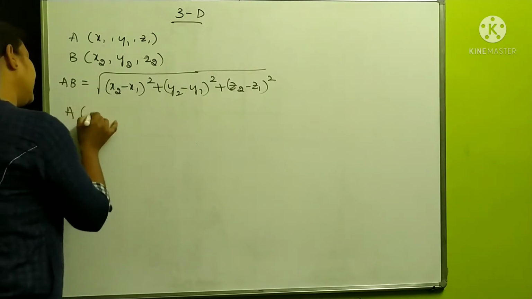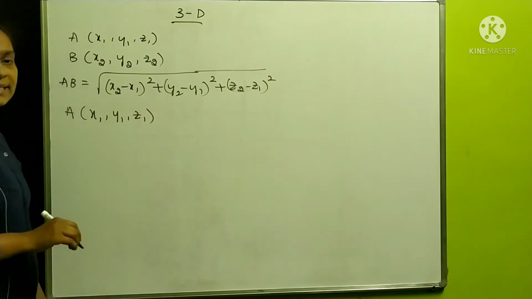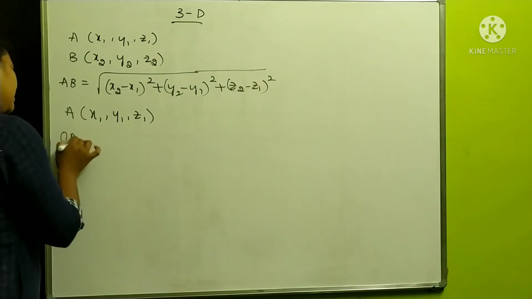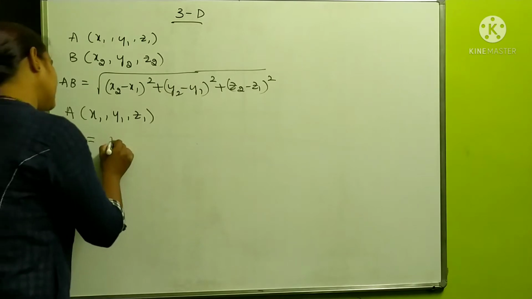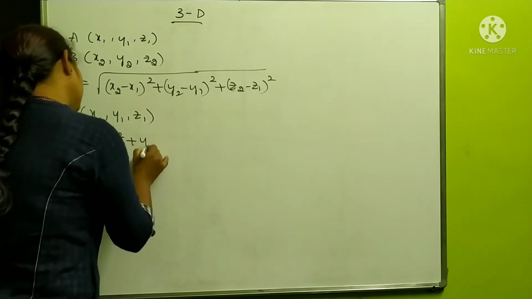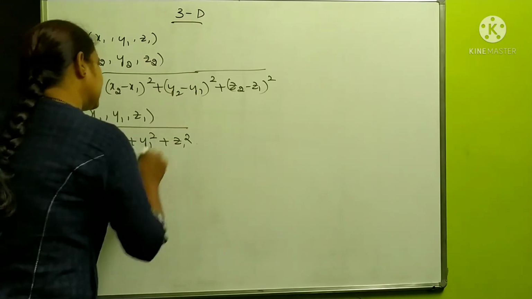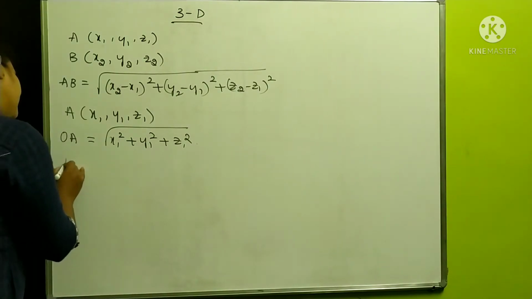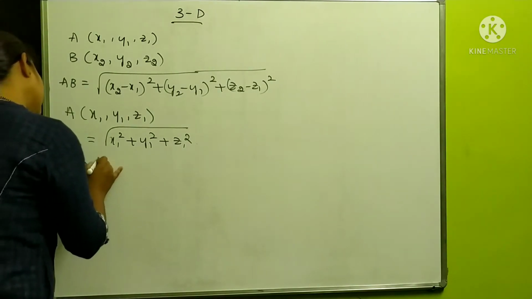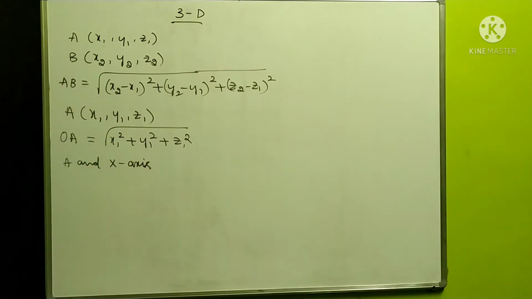Suppose a point is there, (x1, y1, z1). The distance from the origin to this point A is given by the square root of x1 square plus y1 square plus z1 square. Suppose you want the distance between A and the x-axis.